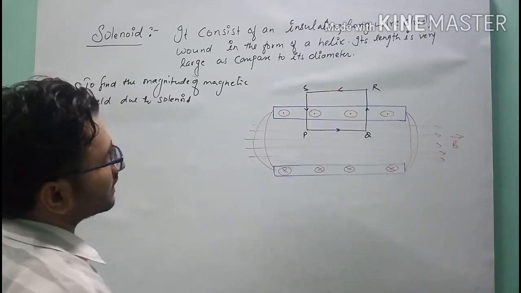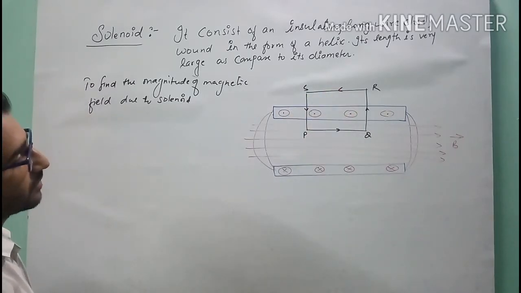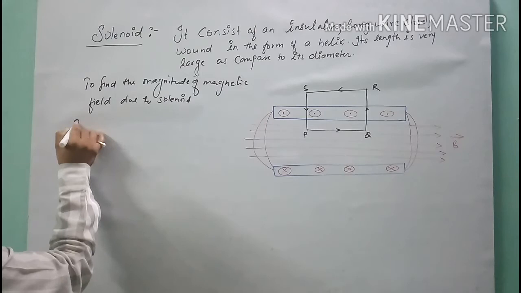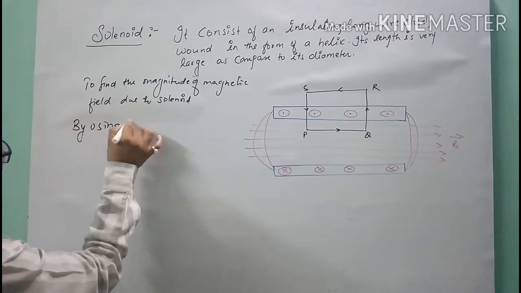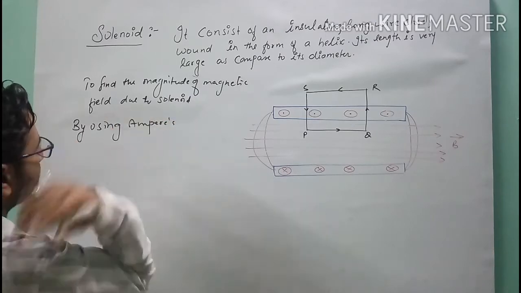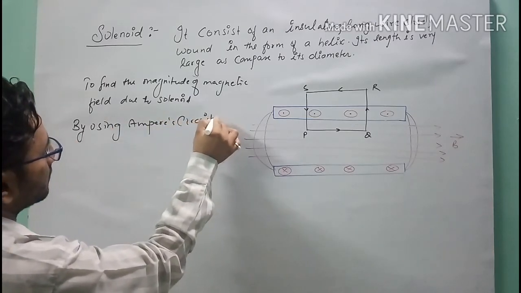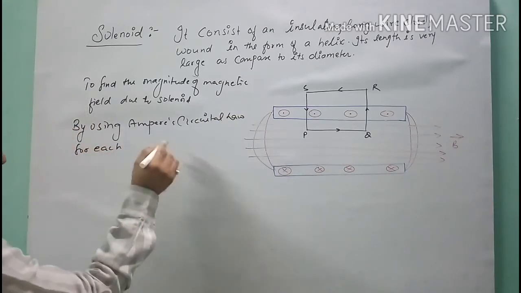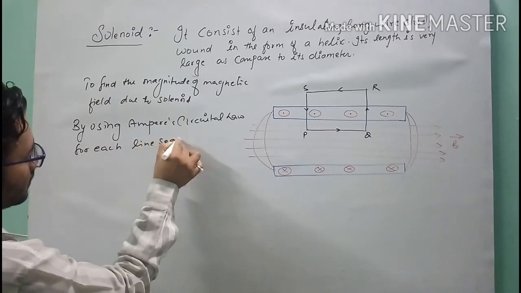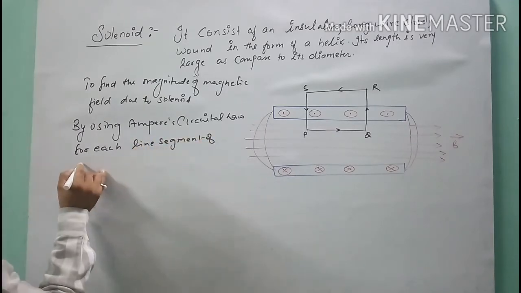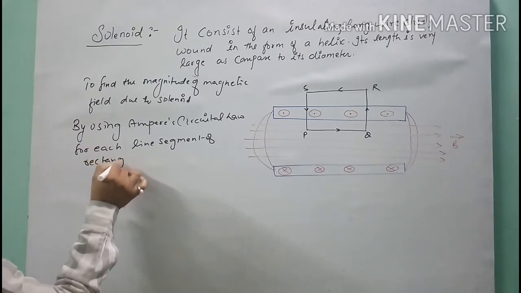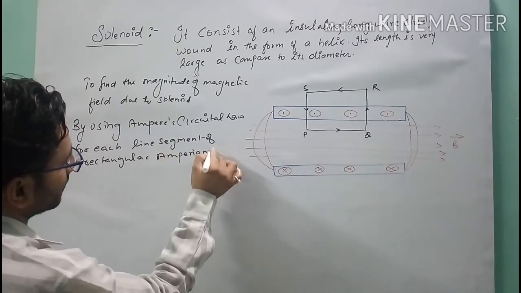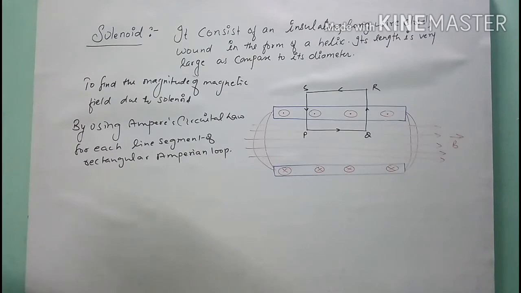करेंगे, तो उसके लिए हमने यहाँ कंसीडर कर दिया एक रेक्टेंगुलर एम्पीरियन लूप. फॉर दैट वी विल कैलकुलेट द मैग्नेटिक फील्ड. ओके, सो हियर वी विल यूज बाय यूजिंग Ampere's circuital law. For each, you can say, line segment of rectangular Amperian loop, which I have considered. तो हम यहाँ पे ये चीज करेंगे स्टूडेंट.